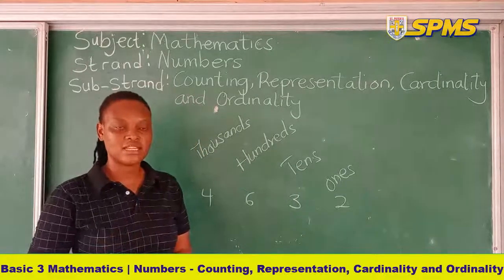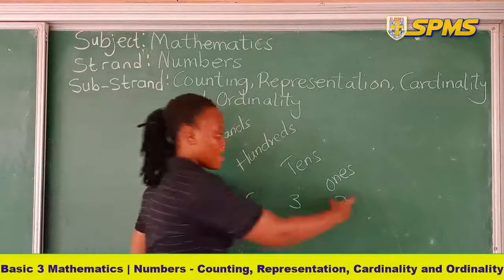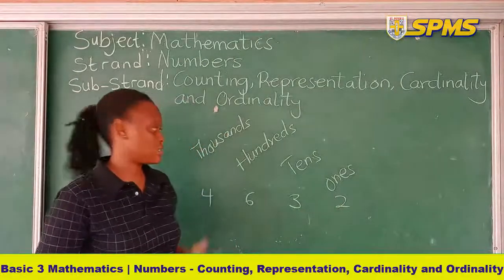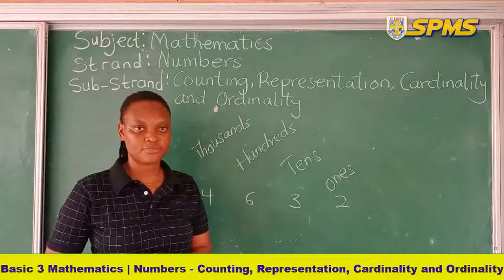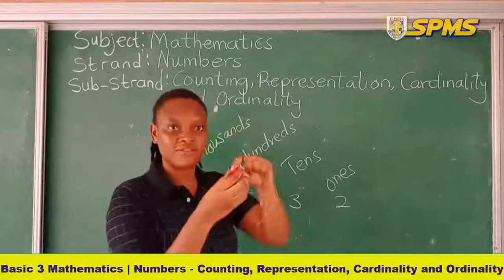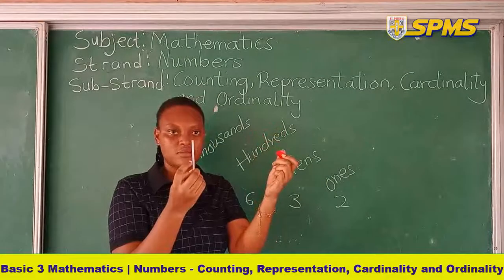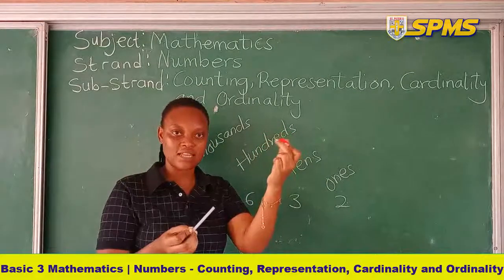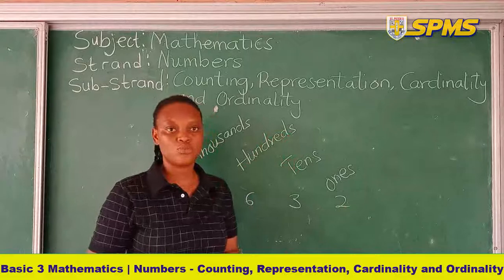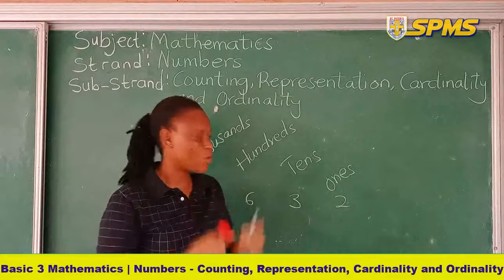Whenever you are placing numbers under their place values, you should always start from the right. It makes you know that the smallest comes before the bigger number. So we have 2 for the ones. It means that there are 2 different loose straws or blocks. This is 1, this is another 1. When you put them together, it becomes 2. So you have 2 of the ones.